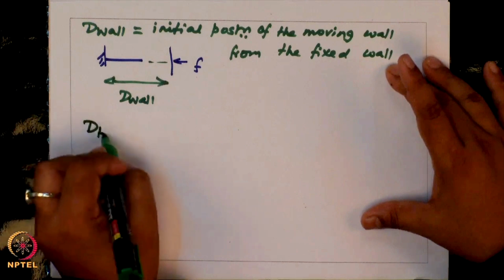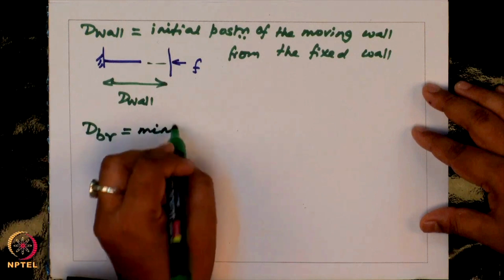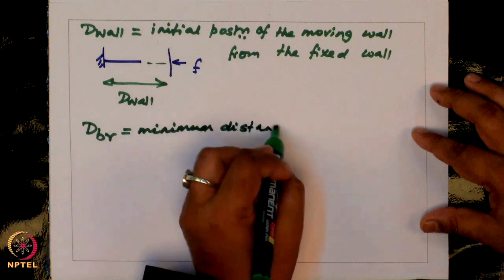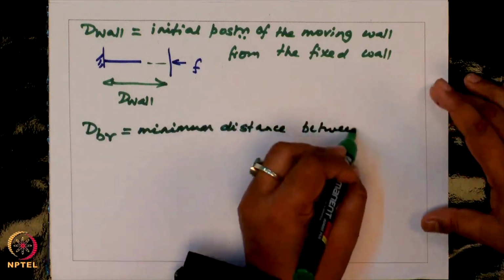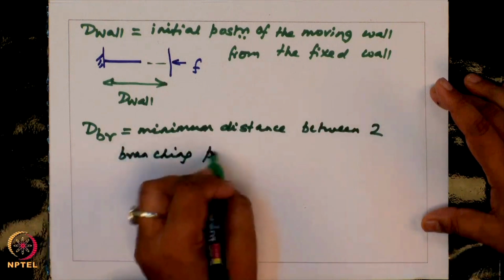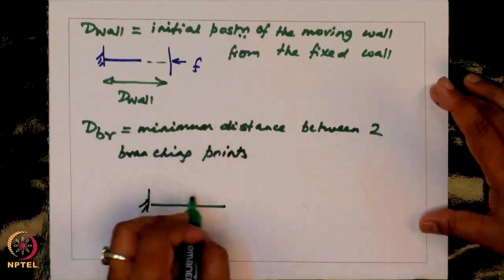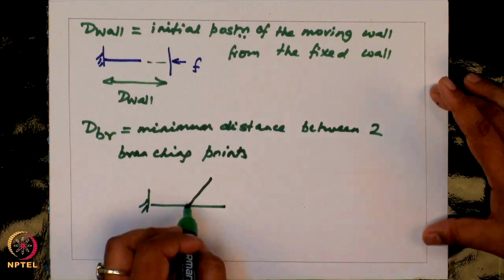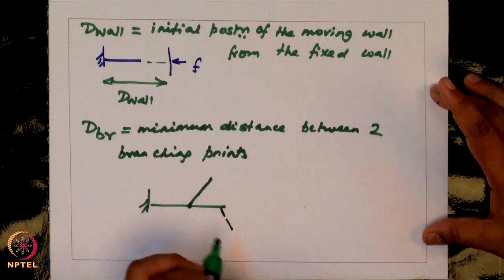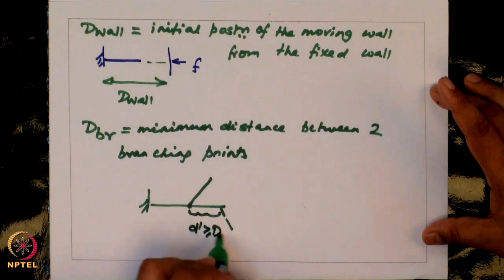The other length scale is d_Br. So, d_Br is the minimum distance between two branching points. In other words, if I have a filament growing like this and a filament has branched at this point, there is a minimum distance beyond which another filament can branch from here. So, this distance d prime has to be greater than or equal to d_Br.